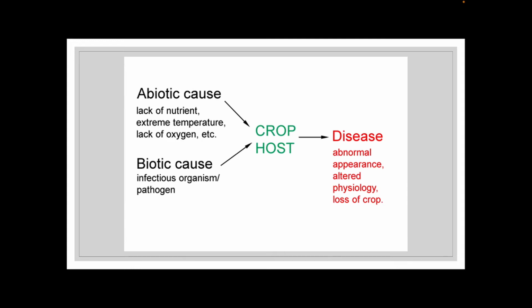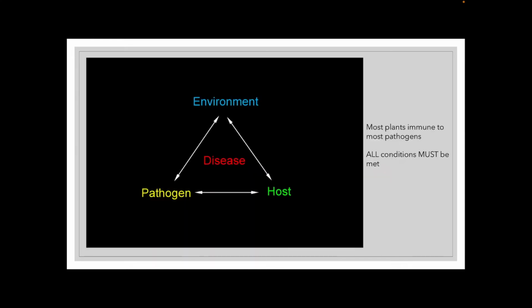The behavior could be an abnormal appearance. It could be a reduction in photosynthesis. It could be so severe as a loss of the crop. But basically what we're looking for is a change in the physiology of the plant.